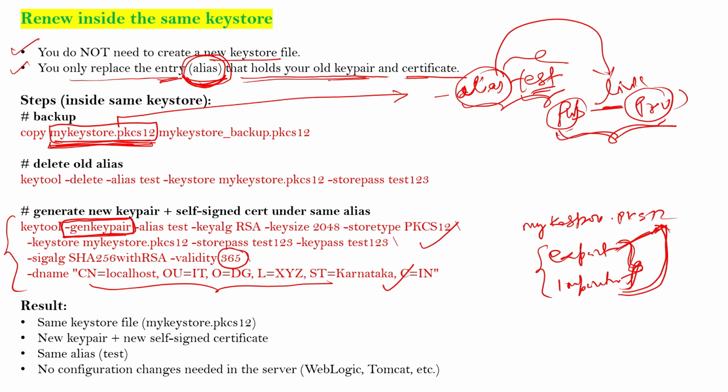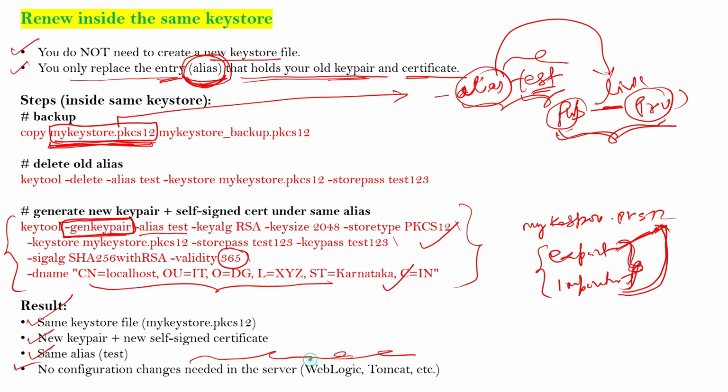Once it is done, you can restart your services, or it may not be required and it will be done automatically, dynamically at runtime. This is how you can renew your self-signed certificate. You will have the same key store, but inside it you will have a new key pair with the new self-signed certificate with new validity, having the same alias test. And no configuration changes are needed in the server, like WebLogic, Tomcat, JBoss, whatever you are using.